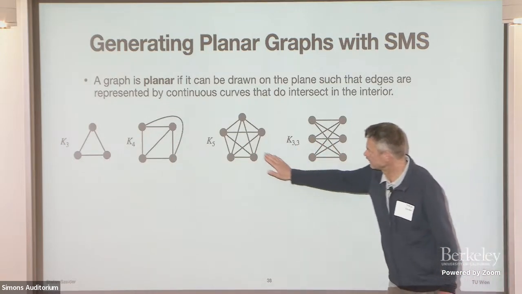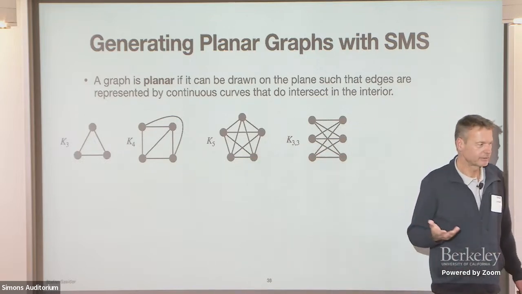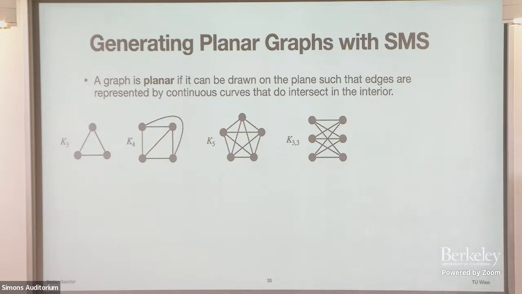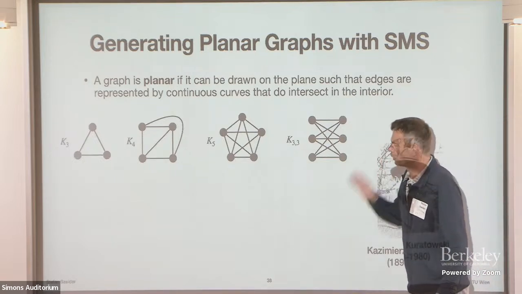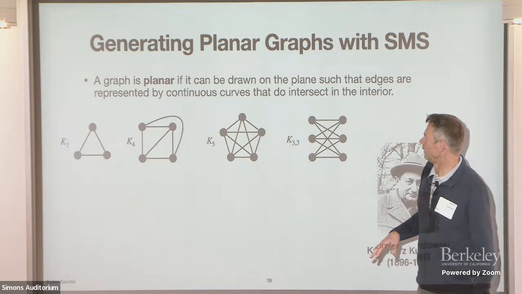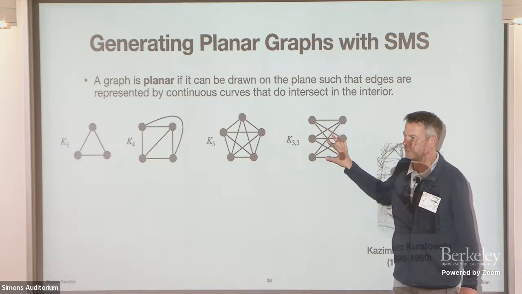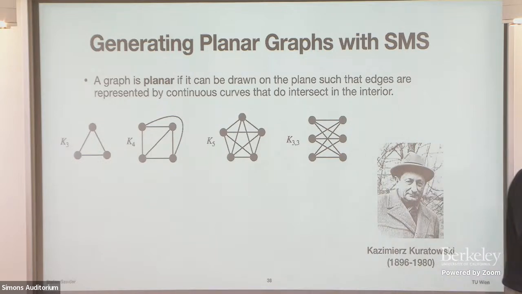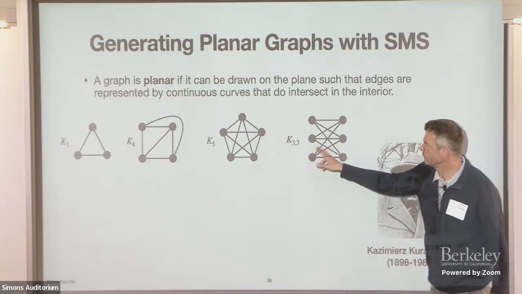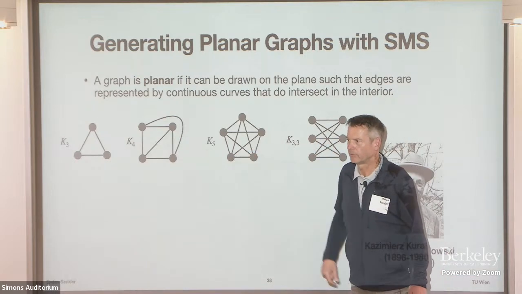Actually, these two graphs, K5 and K3,3, have some prominence because they are the so-called Kuratowski graphs. Famously, Kuratowski showed that a graph is non-planar if and only if you can find a subdivision of one of these two graphs as a subgraph. And also the most efficient planarity checks work by trying to find such topological minors of the graph.